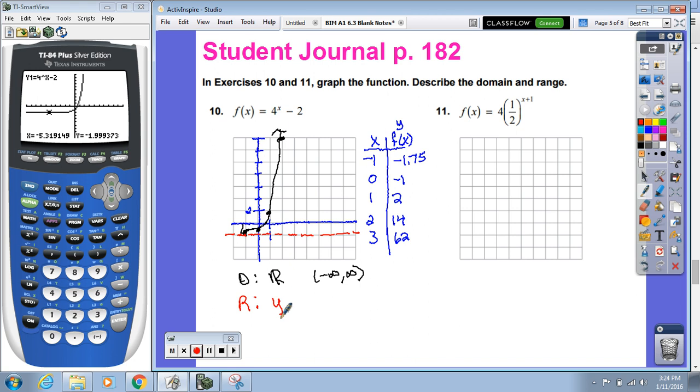So we could say y is greater than -2, or we could say from -2 to +infinity, but it will never touch it, which is why we don't do greater than or equal to. So over here, let's take a look at this one.